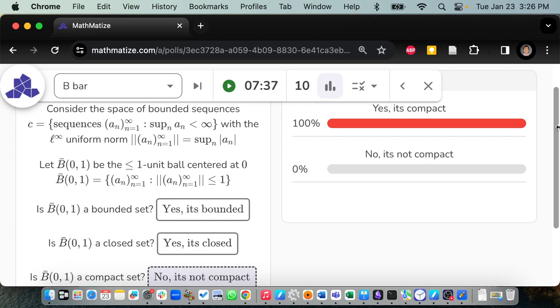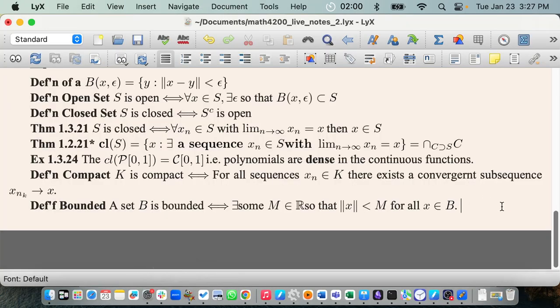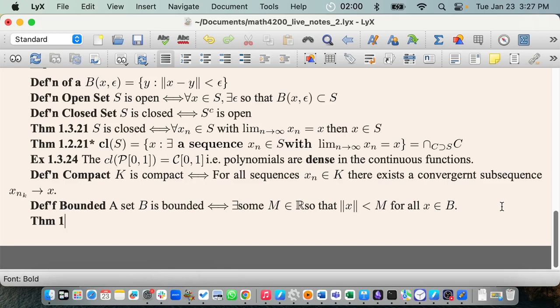And so this is the exciting thing about this course: you have learned in the past that compact just means closed and bounded, and that is only true in finite dimensional spaces. In fact, the next theorem we're going to prove, Theorem 1.3.34, is about the closed unit ball, that's exactly the set I had on the board, the set of things that are within some norm less than or equal to something.